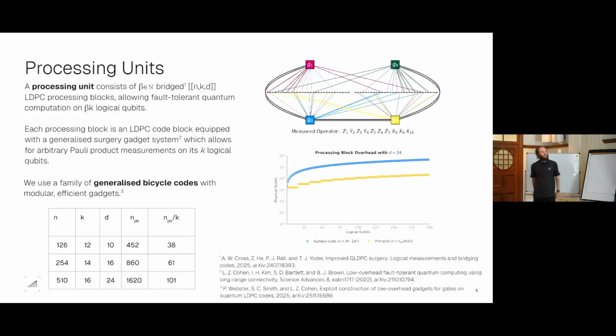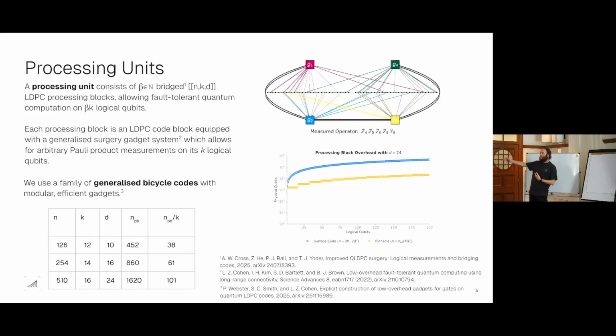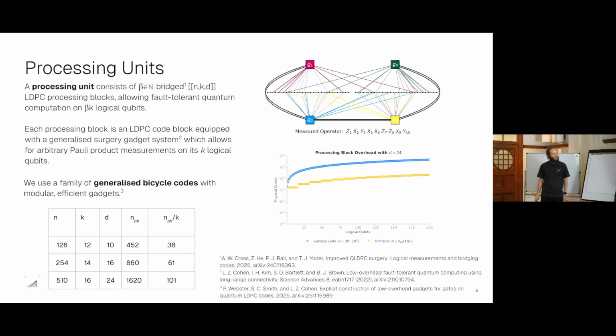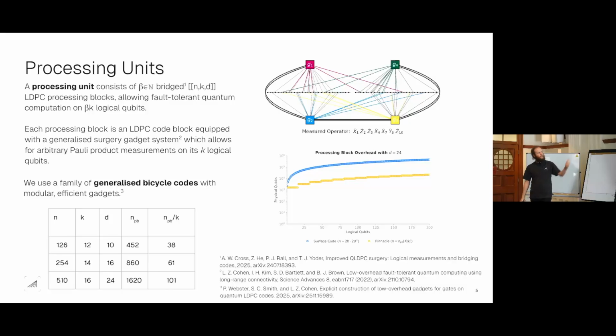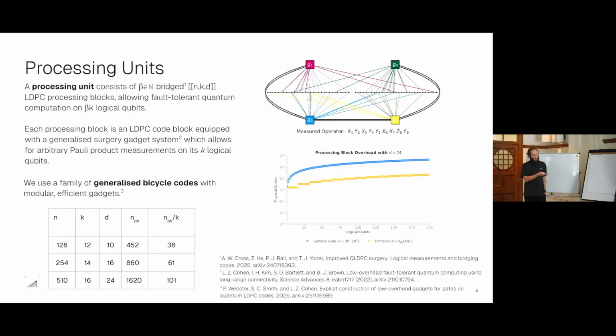That's what's shown in this animation here: a random sequence of Pauli product measurements, and an example of how that would be measured with that gadget system. In general, a processing block consists of the code block, the 4 gadgets that you can see, and 4 bridges, because we include a 4th bridge to allow us to connect to the neighboring processing block. If we compare to the surface code, we can see in the graph that we have this order of magnitude overhead reduction compared to the surface code as we go to more and more logical qubits.